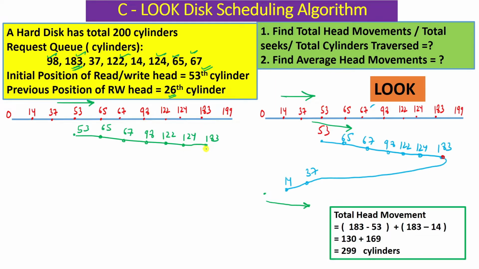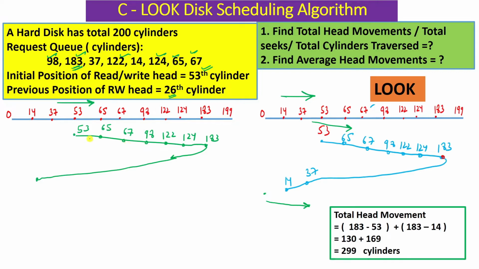After that we will simply reverse our direction, as we did in the LOOK algorithm. We will not go to 199. In reversing our direction, we will not complete any request in this direction. We will go till 14. Although I told you that we will go to 0, that was my mistake. From 183 to 14 we will go, because in the LOOK algorithm we go only to the requests present in the request queue.